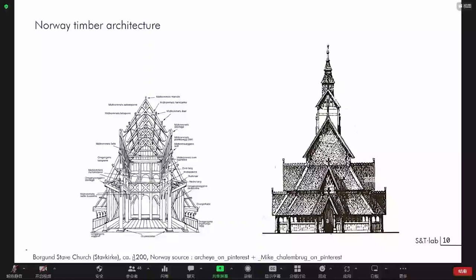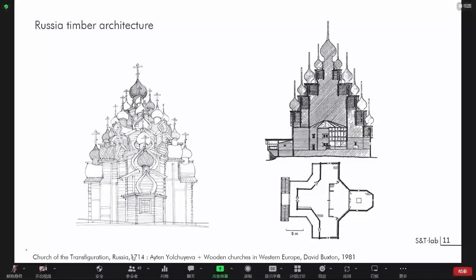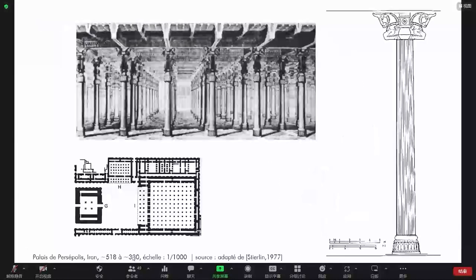We have also a kind of counterpart in Europe, for instance with Norwegian timber architecture, with the Stavkirk in Norway, or Stave Church in our language, coming from the Middle Ages. And going to other cultures, we can also find in Russia very huge constructions made with timber, with also palaces of that time.